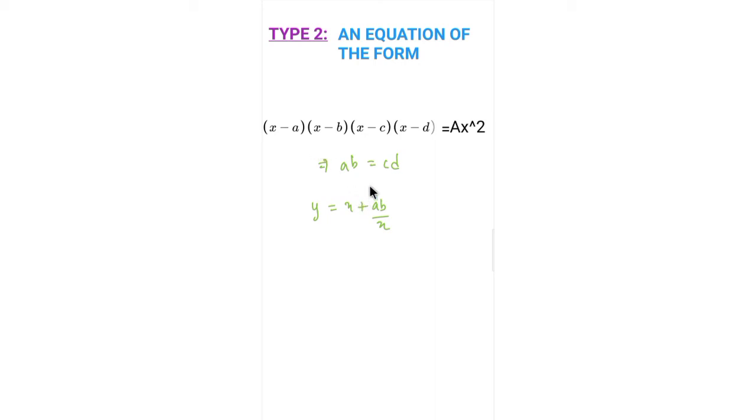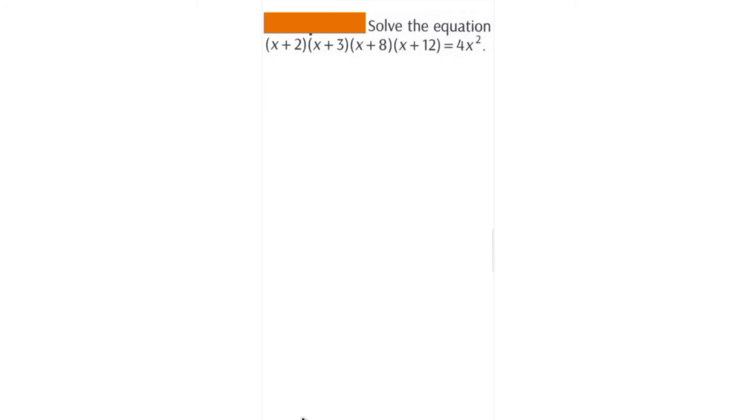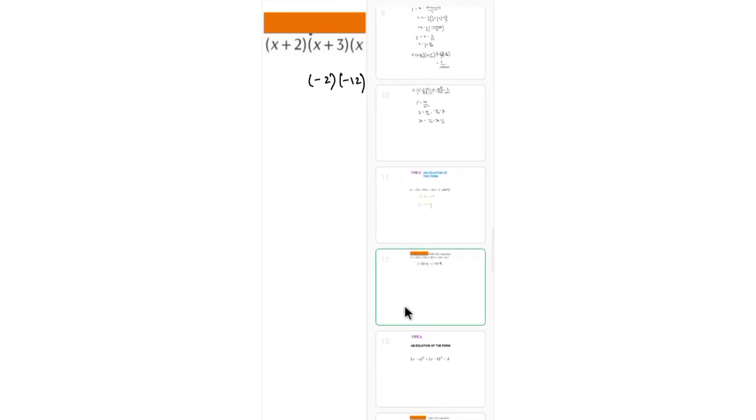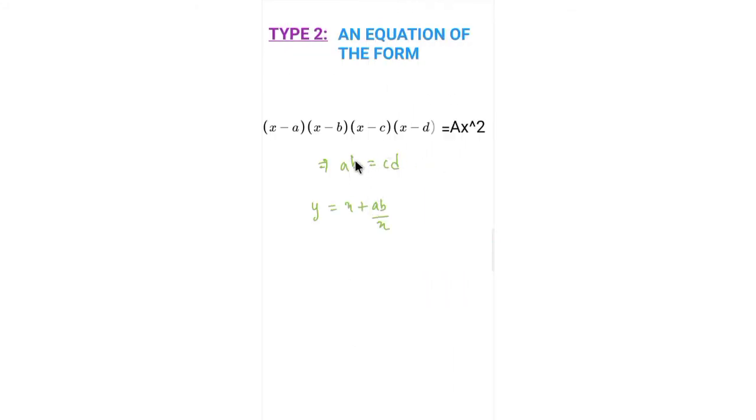So let us see with an example. I have taken an example for every case so that it becomes easier for you to understand what I'm telling you. So this is the form: x plus 2 into x plus 3 into x plus 4 into x plus 12 is equal to 4x square. And now we can just check it. Minus 2 into minus 12 is equal to minus 3 into minus 8, isn't it? Here we don't have any condition basically. Sorry, this is another form. Here we don't have anything like a is less than b is less than c is less than d. I'm sorry for that, I'm in a flow regarding that.